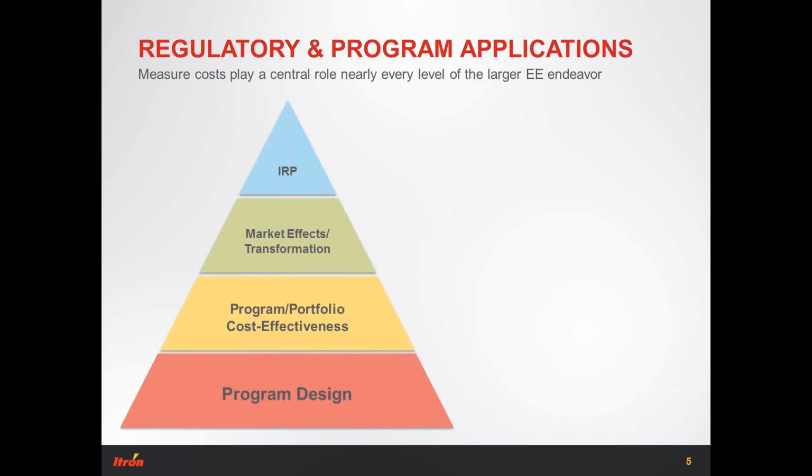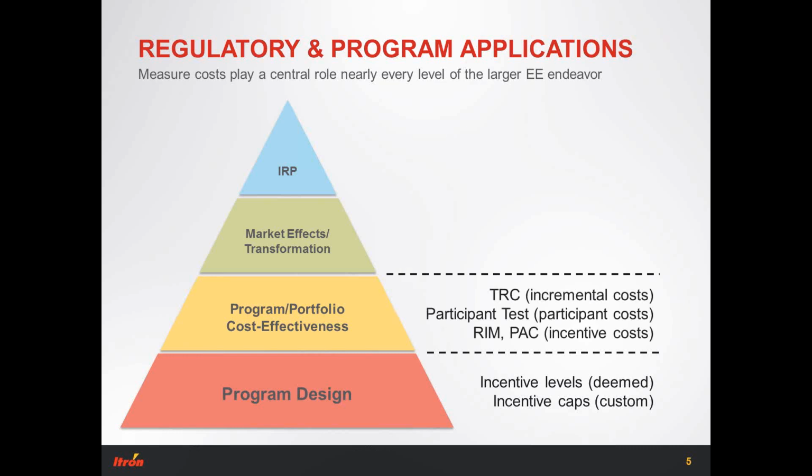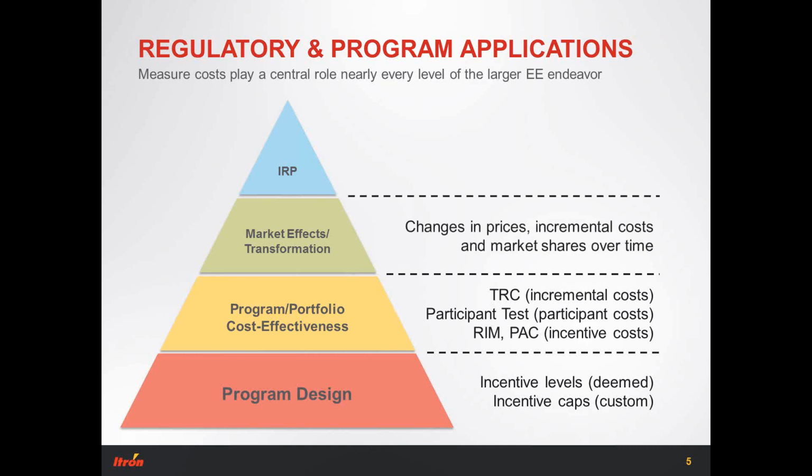So this diagram here in a convenient pyramid form is trying to illustrate this. At the bottom we have program design. Measure costs are used to determine incentive levels for deemed measures. You can even determine incentive levels for custom projects when their total payouts are capped by total project costs. Got to know those costs well. For portfolio and program cost effectiveness, it's literally half of the cost effectiveness equation. In the TRC, incremental cost is almost half of the denominator.